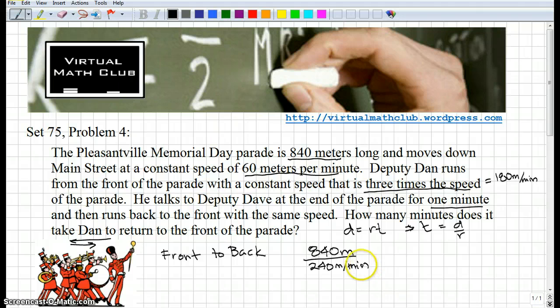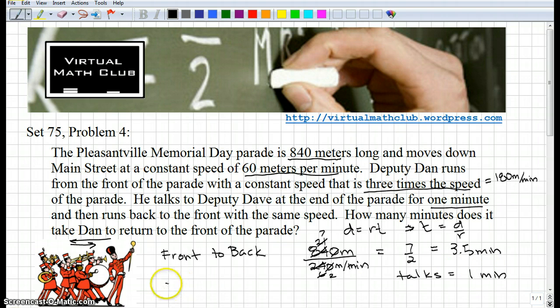Alright, so let's simplify this. We can cancel the 0. We can divide by 4, right? And it looks like we can divide by 3 as well. So we end up with 7/2, which is equal to 3.5 minutes. Okay, so that's how much time it takes him to go from the front to the back. And then he talks. I'm going to put that time in here. He talks for 1 minute.